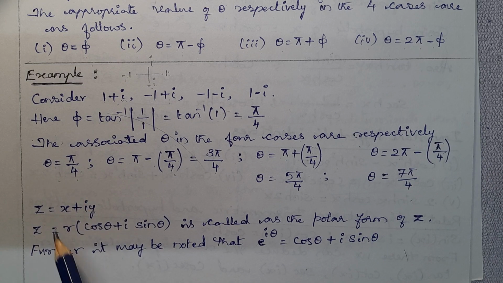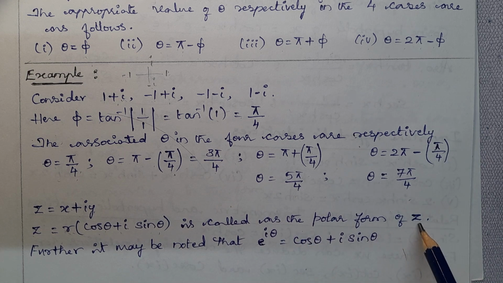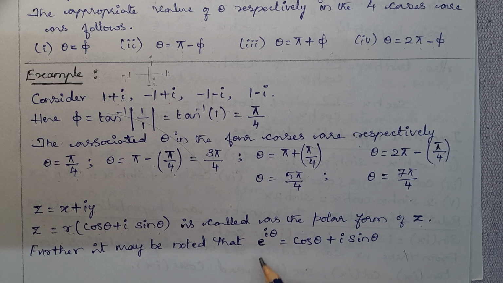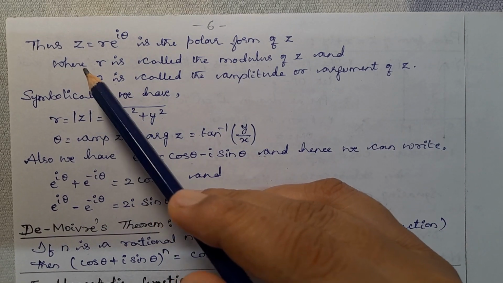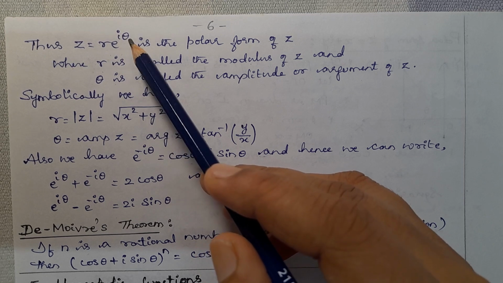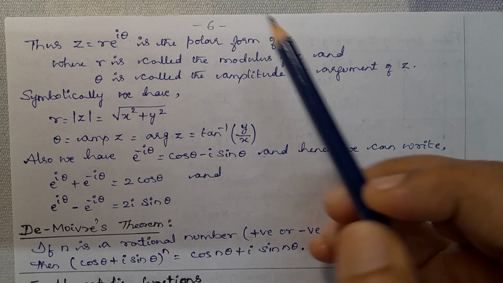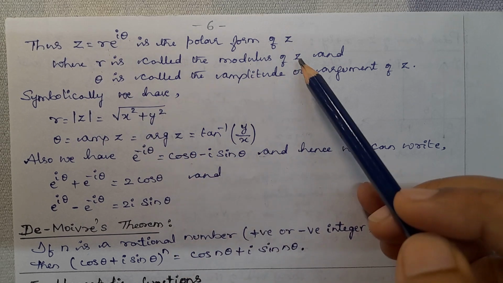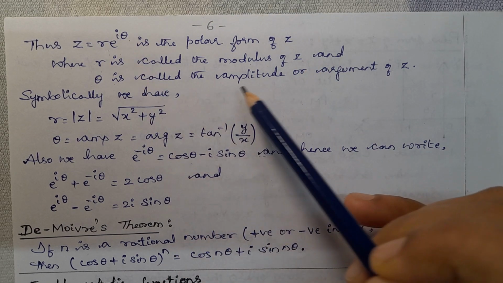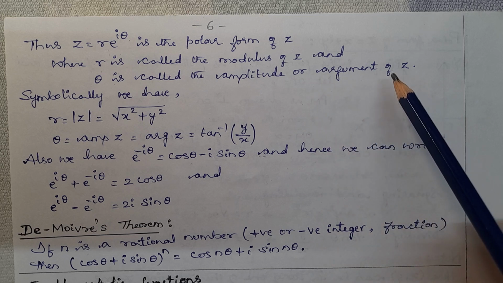Z equal to x plus iy. So then z equal to x is r cos theta plus i, y is r sin theta. Take r as common. r into cos theta plus i into sin theta is called the polar form of z. Further, it may be noted that e power of i theta equal to cos theta plus i into sin theta. Thus, z equal to r into e power of i theta is the polar form of z, where r is called the modulus of z and theta is called the amplitude or argument of z.